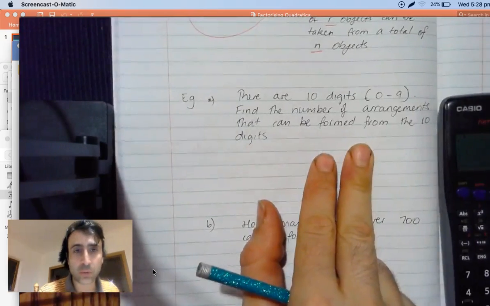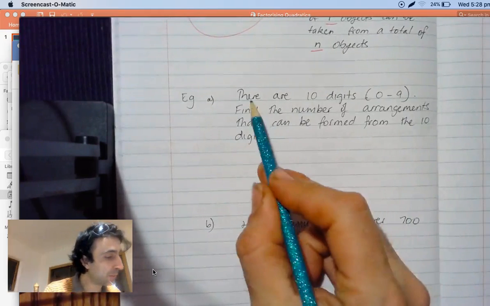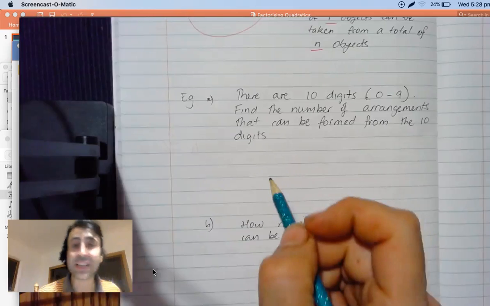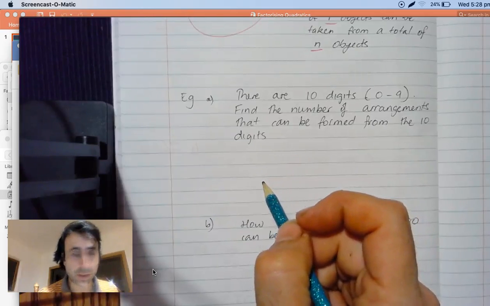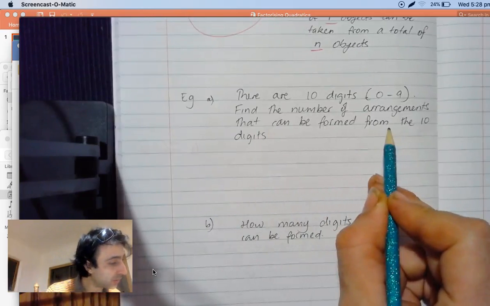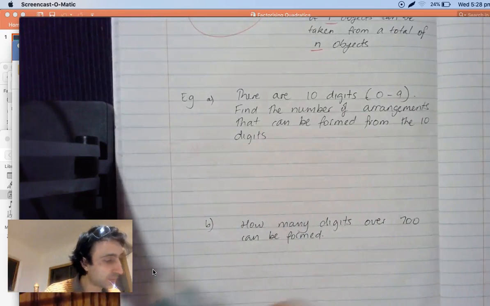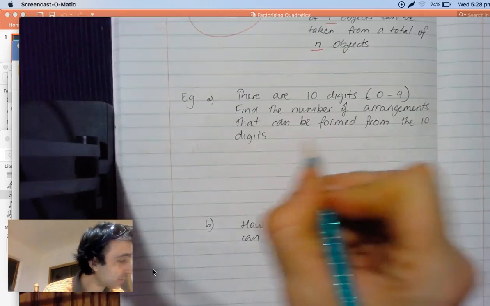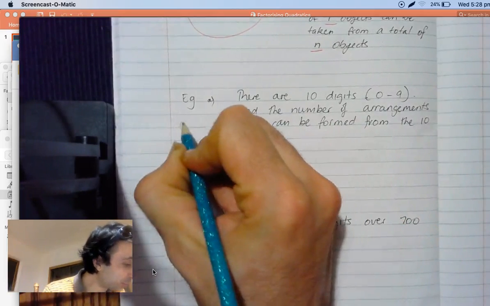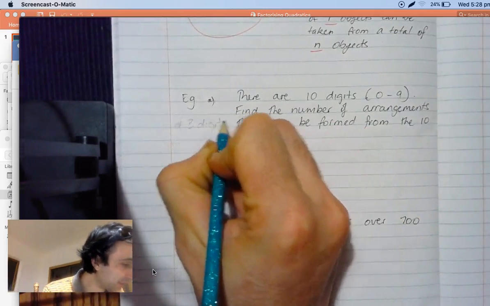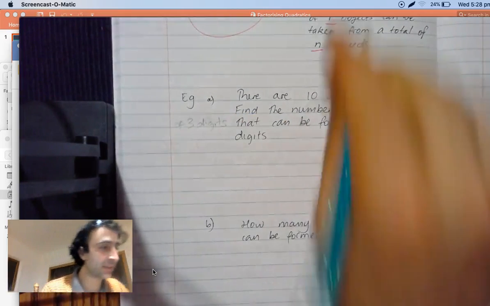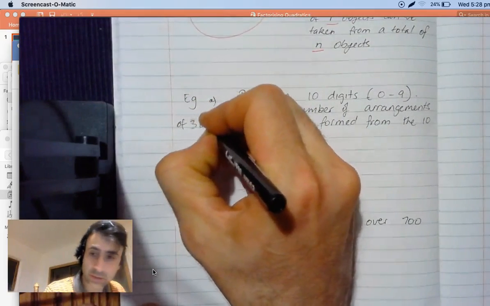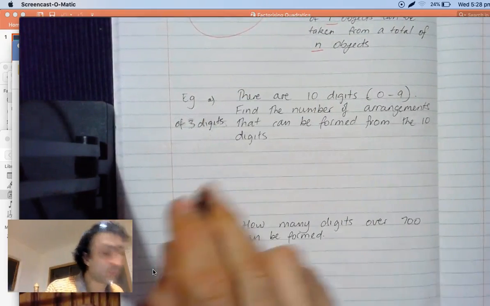And so let's look at a more practical example here. There are 10 digits, 0 to 9. Find the number of arrangements that can be formed from the 10 digits. Okay, I forgot to add part of the question. Find the number of arrangements of 3 digits. Sorry, let's add that now. Can't really see that, can you? Of 3 digits that can be formed from the 10 digits.